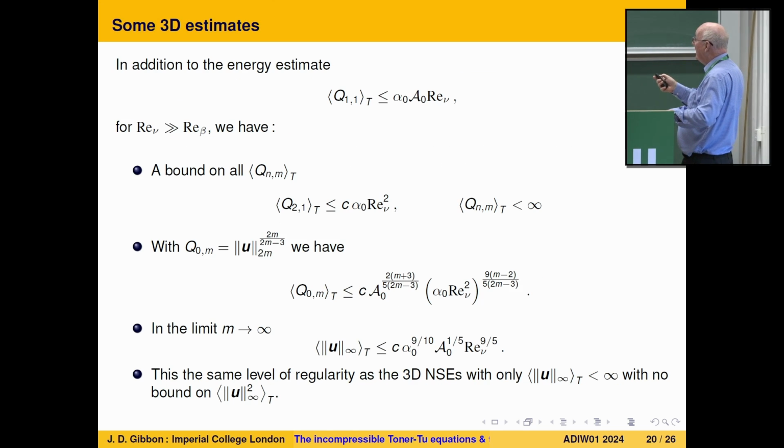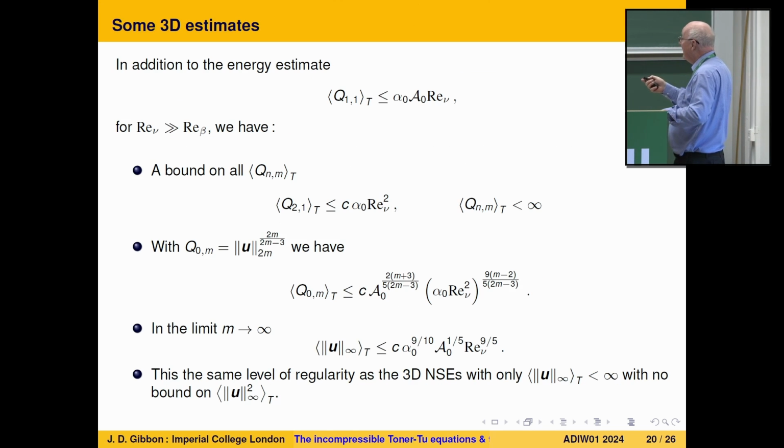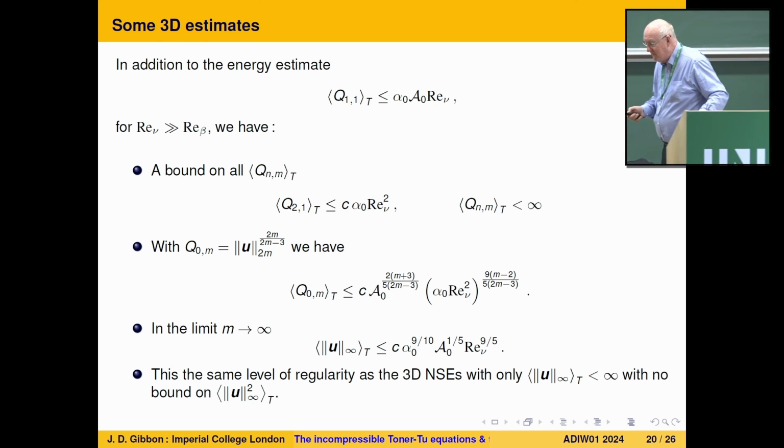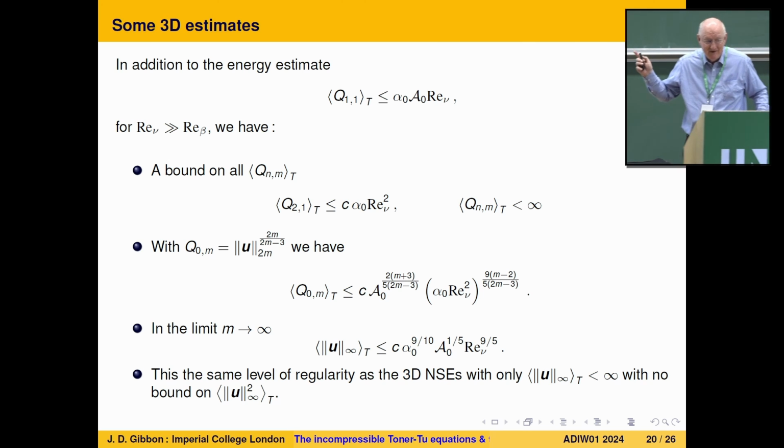Okay, move on. 3D estimates. Again, this is exactly like the Foias-Guillopé-Temam hierarchy. You get no more than you can get for 3D Navier-Stokes. The open Clay prize problem for 3D Navier-Stokes is exactly the same for this.